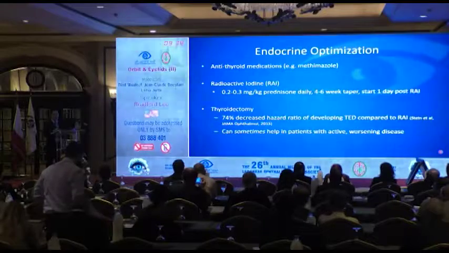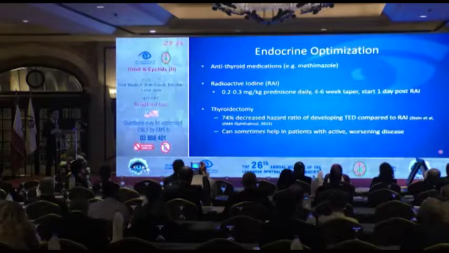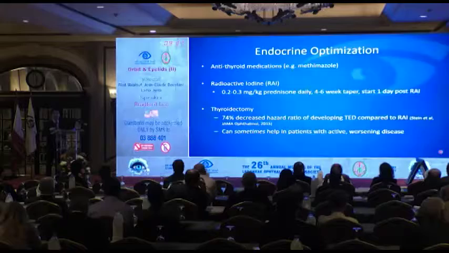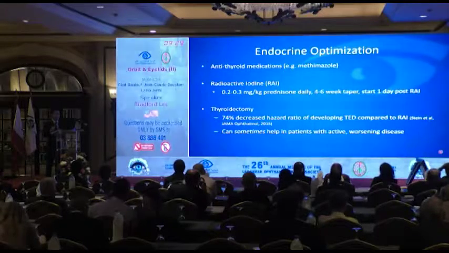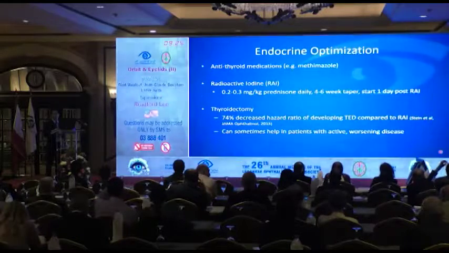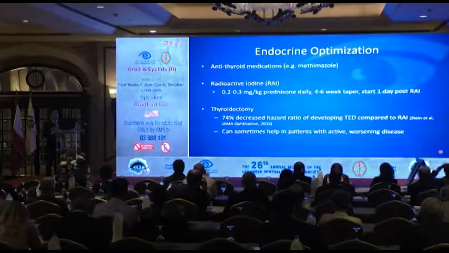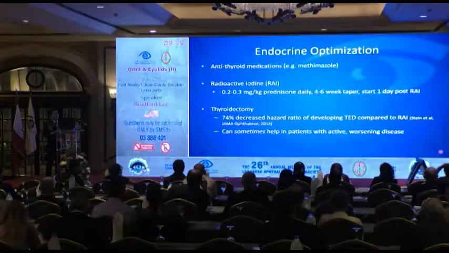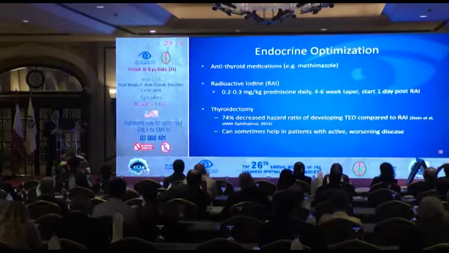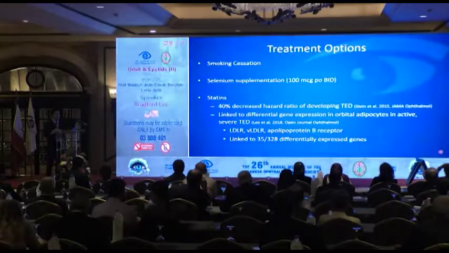And then thyroidectomy. A lot of patients ask, should I have my thyroid out? Is it going to help my eyes? There was a study that came out a couple of years ago that showed in patients with Graves' disease without thyroid eye disease, having a thyroidectomy reduced the hazard ratio dramatically compared to radioactive iodine. And so I typically tell patients it can sometimes help with thyroid eye disease, but there's no guarantee. Sometimes it really doesn't do much. So you don't want to give them a false hope that their eyes will dramatically enter the stable phase as soon as their thyroid gland comes out.